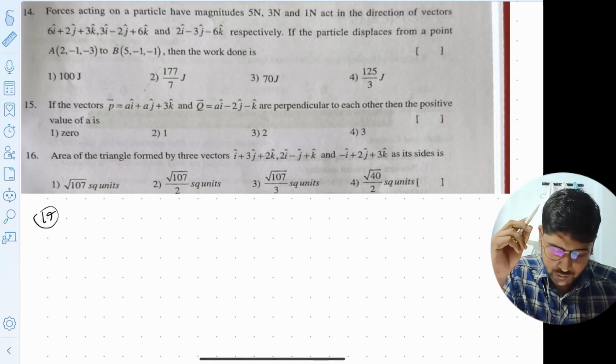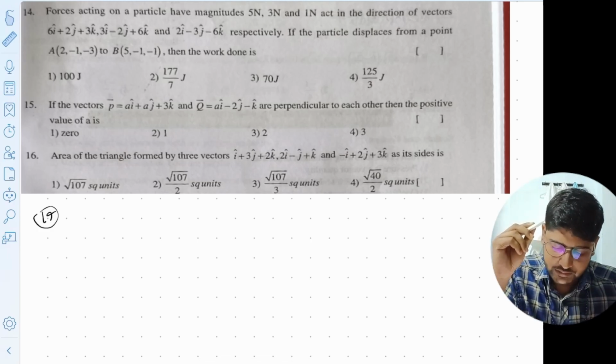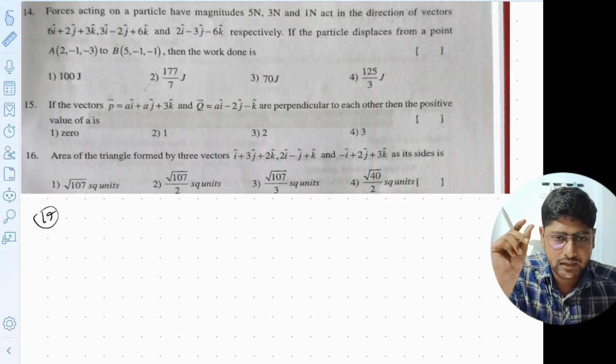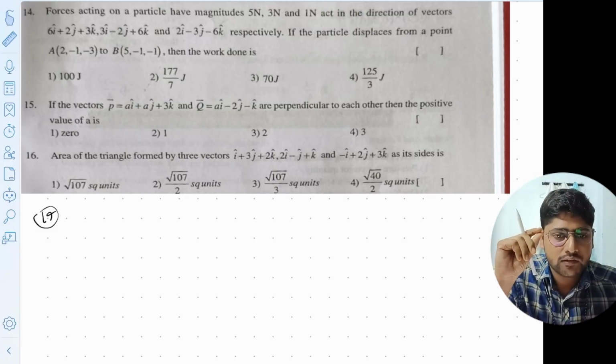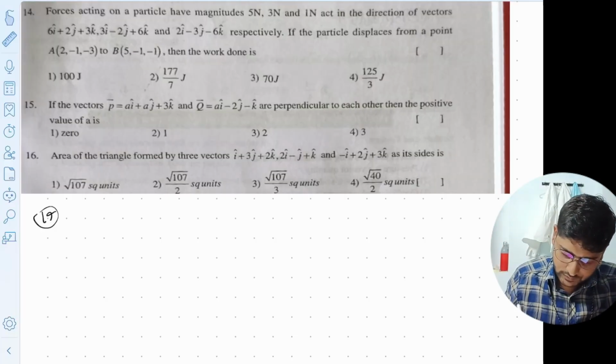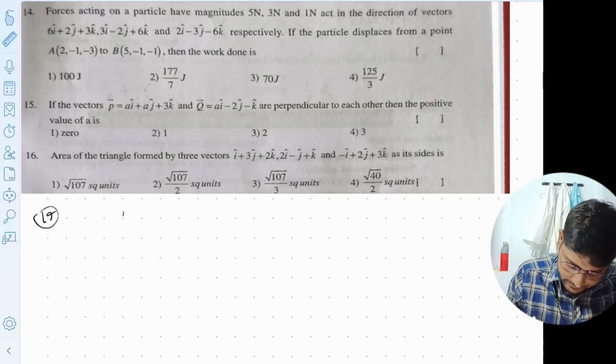In question number 14, we are given the magnitudes of the forces, 5 Newton, 3 Newton, 1 Newton, with their direction vectors. Okay. So first we will make them into proper direction vectors. After that, we will calculate the displacement vector, and we have to calculate the work done. Work done equals force into displacement. So first we calculate the displacement vector.